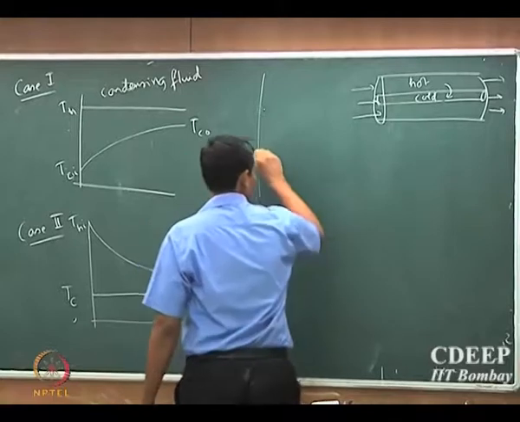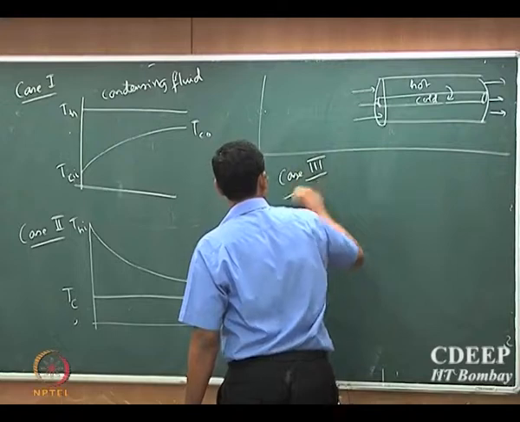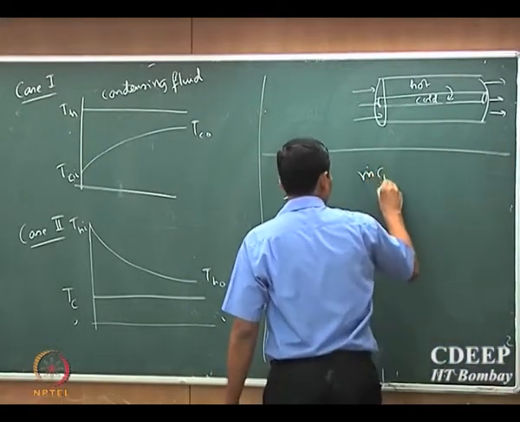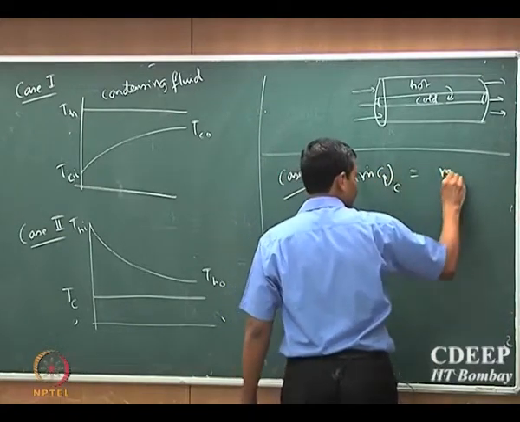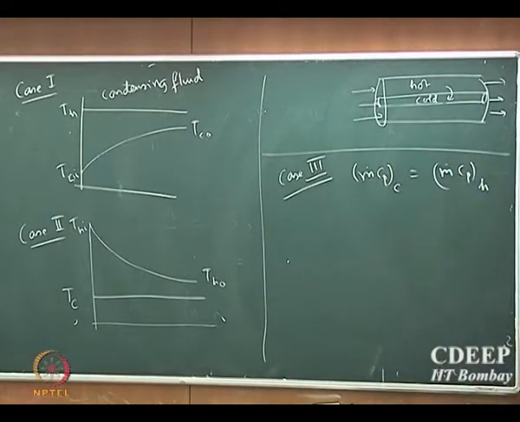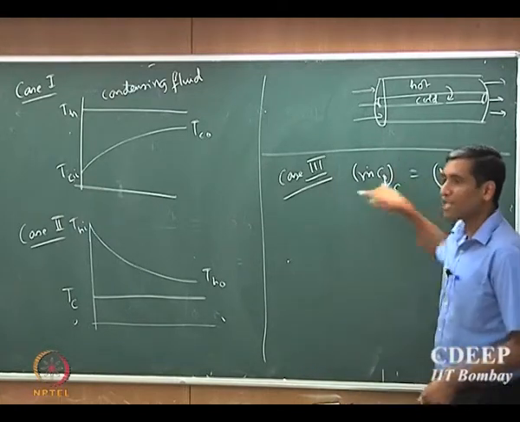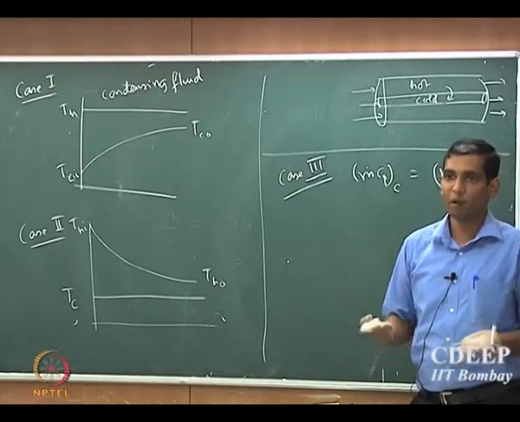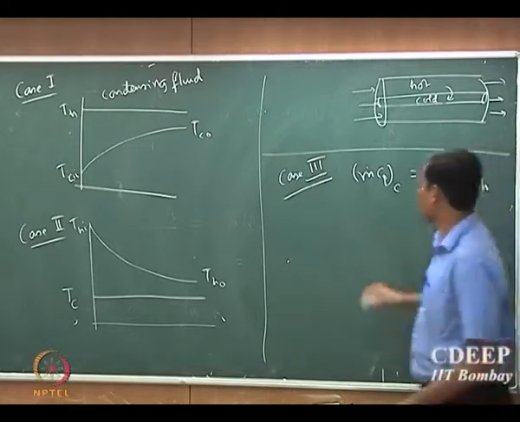The third one is a little bit more interesting: a situation where the heat capacity rates are equal. The m dot Cp of the cold fluid is equal to m dot Cp of the hot fluid. You can always have two different fluids and adjust the mass flow rate so that m dot Cp is the same for both chambers. You can always do that. Now what will be the temperature profile? Let us say it is a counter flow.